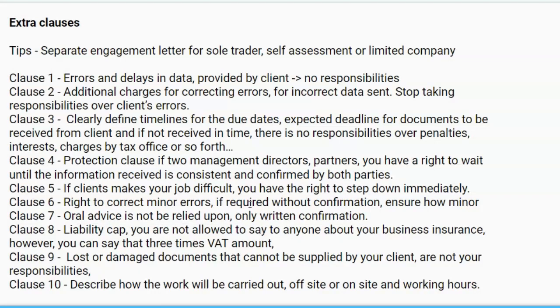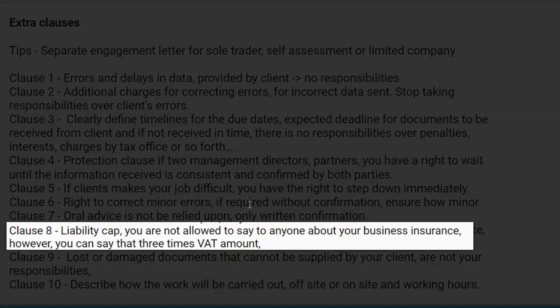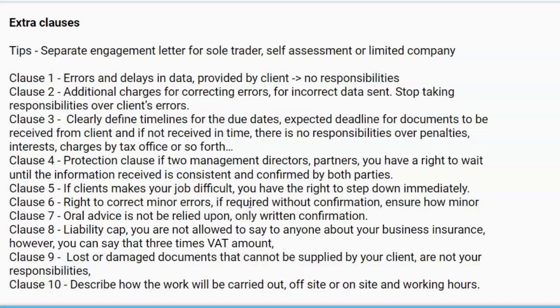Mentioned before in the previous video, liability cap. Although we are all covered by business insurance, whether bookkeeper or accountant, we are not allowed by business insurance regulations to tell any information from our contract by rules, but we can always put information, say, a liability cap of 3 times the VAT amount, or 3 times the yearly annual services provided, whatever you feel comfortable with. But make sure you put this information in so it sets the liability, how much the client can actually sue you for.